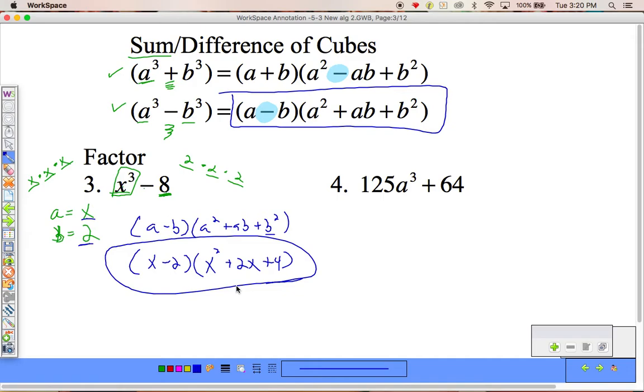X to the third minus 8 factors into x minus 2, x squared plus 2x plus 4. This is the answer. This back piece here will never, ever factor. All right, easy as that. Doesn't factor any further, so we're done. So let's look at this next one.